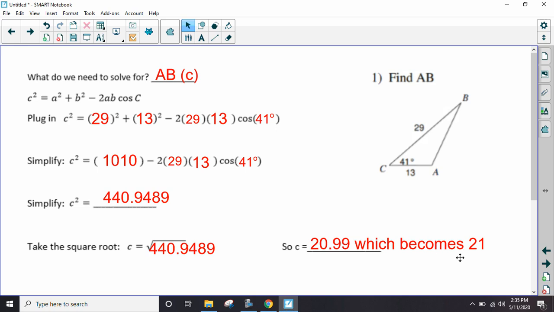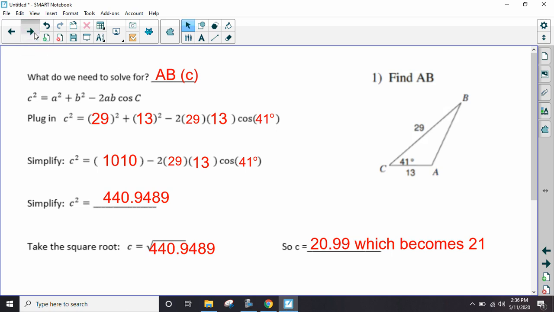The reason that rounds up is because we're looking for a side. Sides, we round to the nearest tenth. This 9 rounds this up and so forth. It just kind of happens that way. It's kind of straightforward, really just a plug and chug. A lot of people have said that they like the law of cosines more than the law of sines. It could be six of one, half a dozen of another.